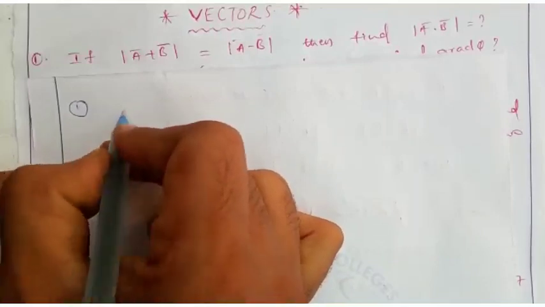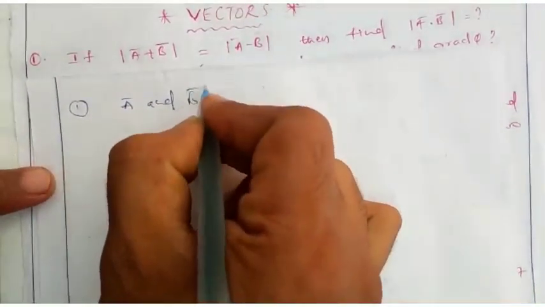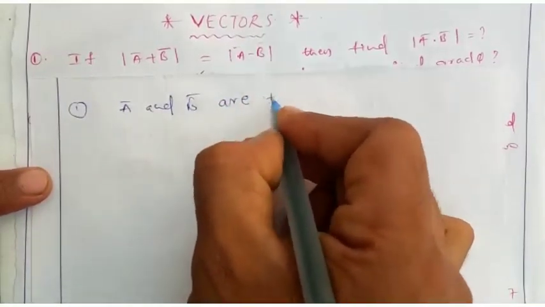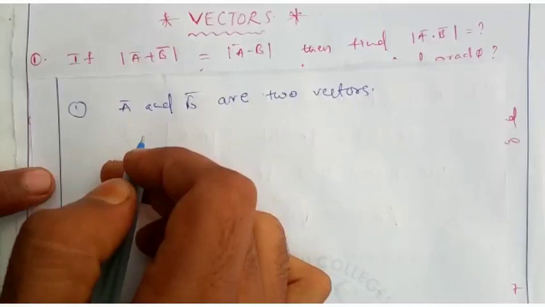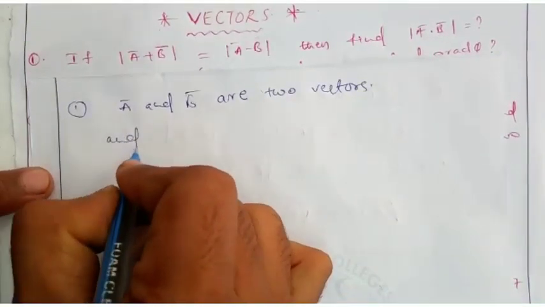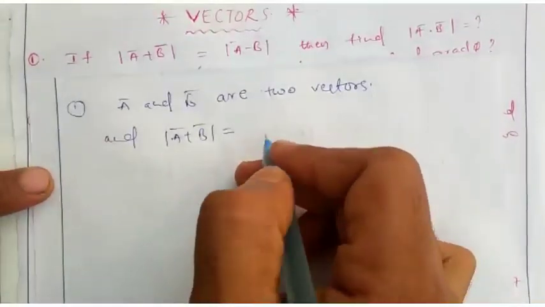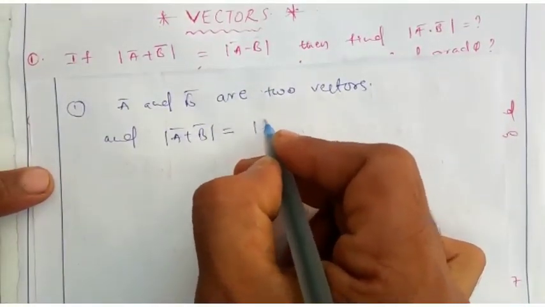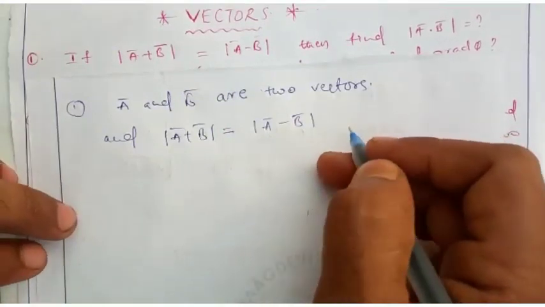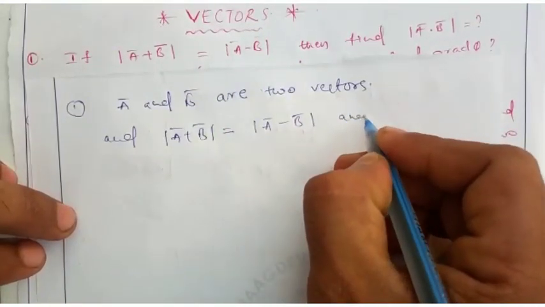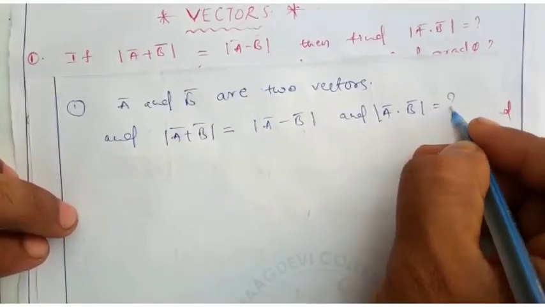Here it is given that A and B are two vectors, and modulus of A bar plus B bar is equal to modulus of A bar minus B bar, and we need to find modulus of A bar dot B bar is equal to how much.